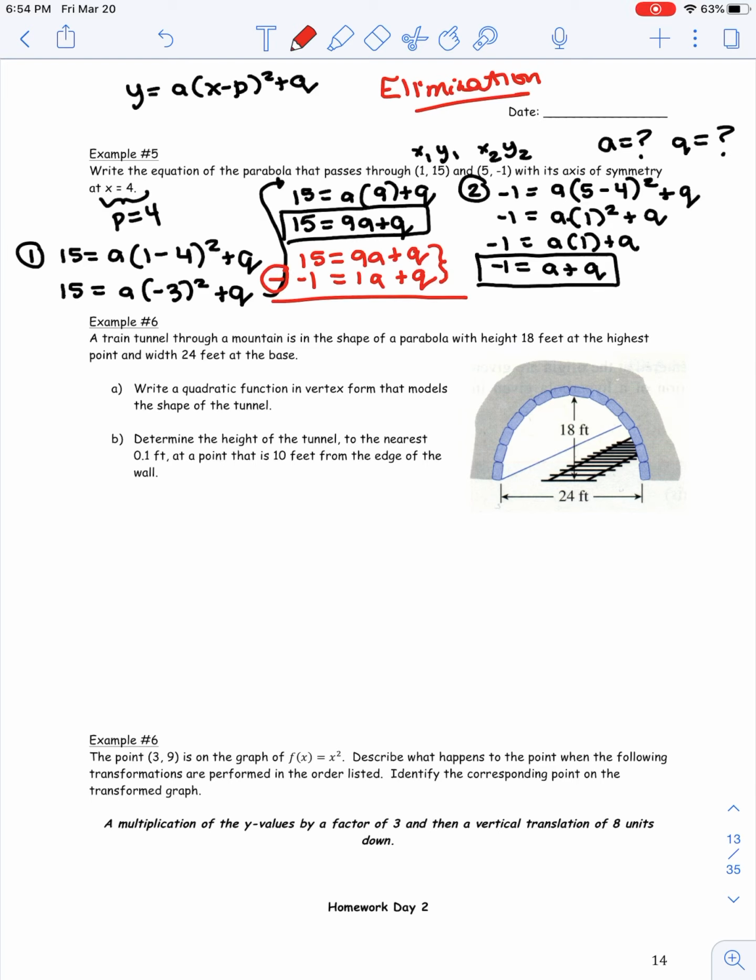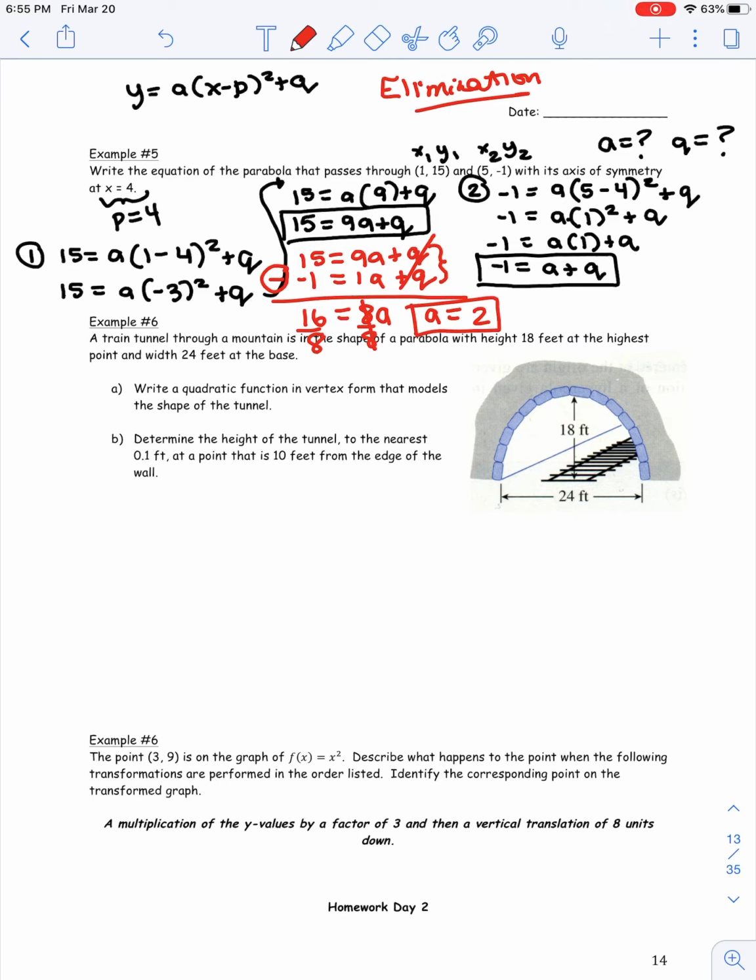So we're going to have to go 15 subtract negative 1. That's going to be the same as saying 15 plus 1. So two negatives, remember, becomes a positive. So that's going to be 16. You can even put it in your calculator if you're not sure. So 15 subtract negative 1 gives me 16. 9a minus 1a gives me 8a. And then q minus q crosses itself off. Our next step would be to divide both sides by 8 to get a equaling 2. So we now know that a is 2.